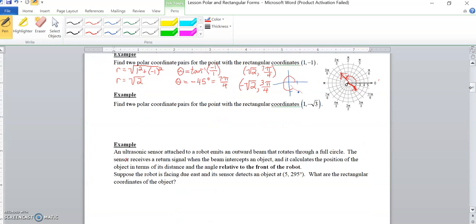There we go. So I'll try and box that in. There we go, to show you a little bit better. Those are 2 points that would get you the same spot as 1, -1 in the rectangular system.